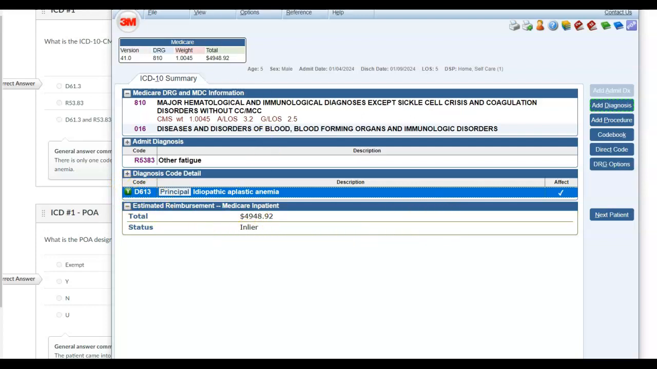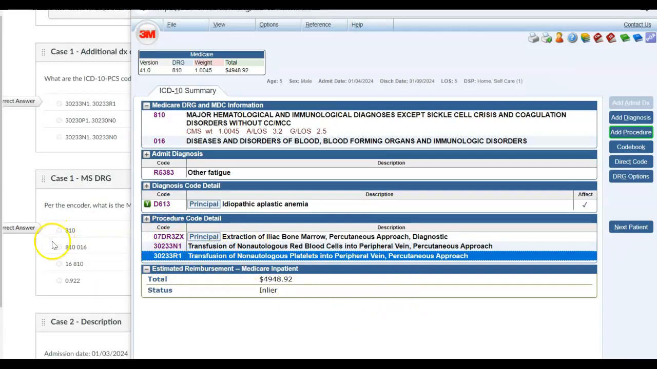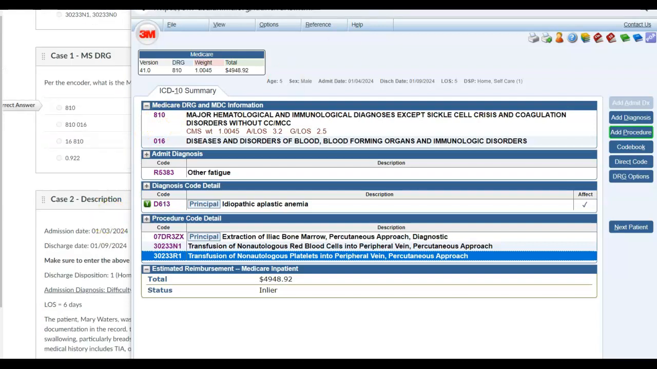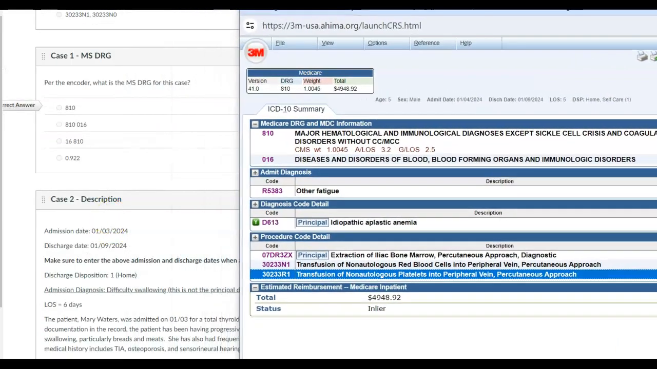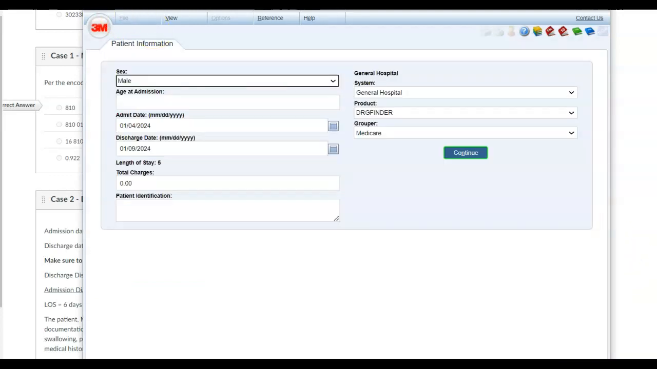All right, so now I'm going to add my procedures. Okay, I went ahead and put in the 3 procedure codes. And so now our MS-DRG is 810, which is right up here. Okay. So a couple of different things you want to look at. That's the MS-DRG. Remember, we have the relative weight also. So keep in mind a few things. Let's go ahead and go to that next patient.